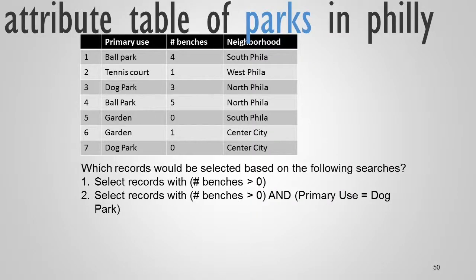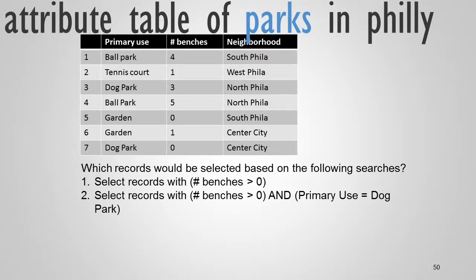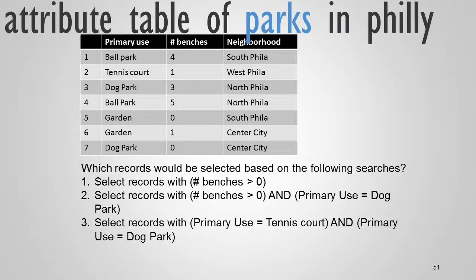Another question here. Select records with more than 0 benches and where the primary use is dog park. How many would be returned here? Just one. Just one, number 3 there. Because while there are lots with more than 0 benches and a couple with dog park as the primary use, there's only one that actually meets both of those criteria.